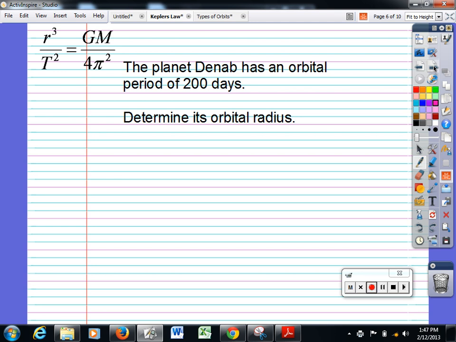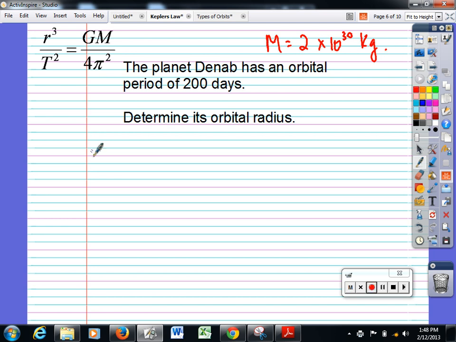The planet DNAB, just made up, has an orbital period of 20 days. Determine its orbital radius. We need to know what it's orbiting, so let's give a central mass. Let's say it's orbiting the sun, and the sun is 2 by 10 to the power of 30 kilograms. We're going to pretend there's a mythical planet going around our solar system called DNAB. So what is its orbital radius?